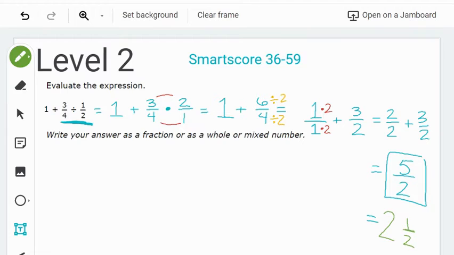So it's actually the same as 2.5. Either of those would be acceptable. I think if you're typing this in iExcel, you'd type 2 space 1/2, or there might be a button for you to write mixed numbers.